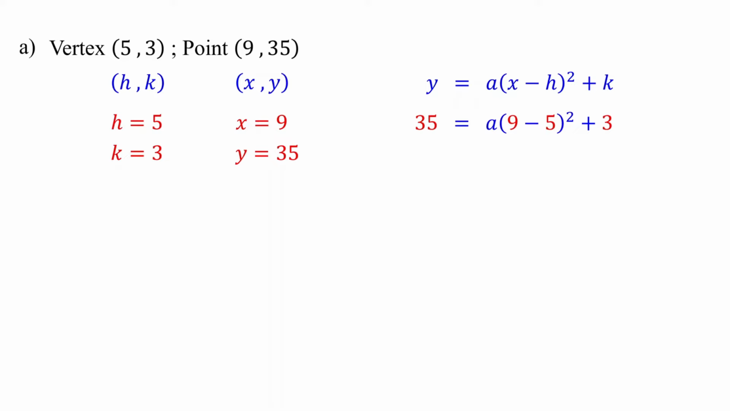Notice that the only unknown left is a. So, our next step is to solve for a. In the parentheses, 9 minus 5 equals 4. And squaring 4 gives us 16, right?